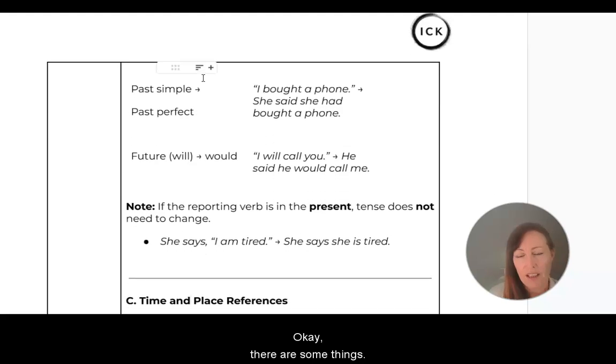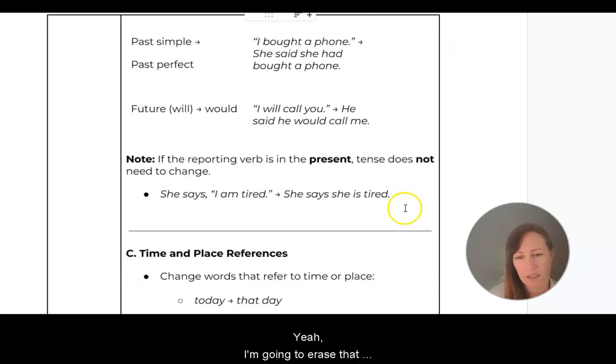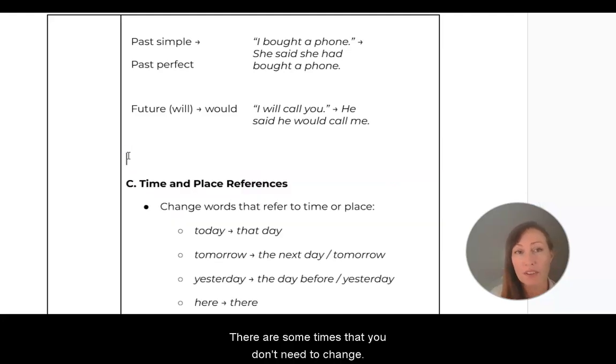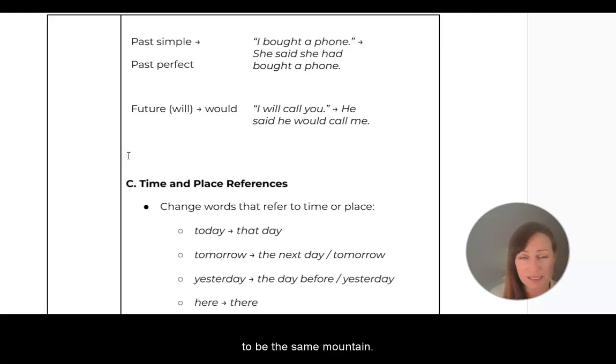Okay. There are some things, I'm going to erase that because I think it's just confusing. There are some times that you don't need to change. For example, the mountain is always going to be the same mountain. Okay, the mountain is really high. She said that the mountain is really high. So you could say was or is in these cases.